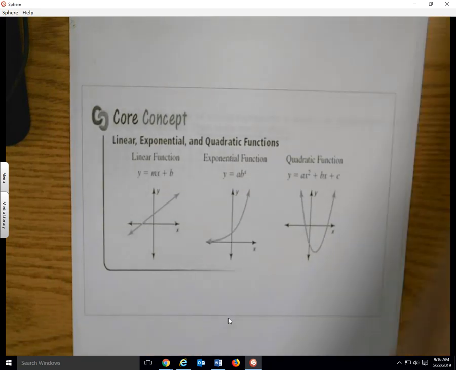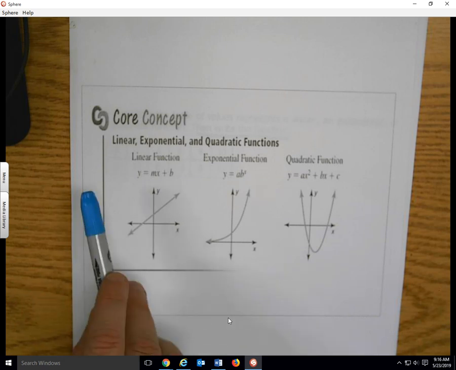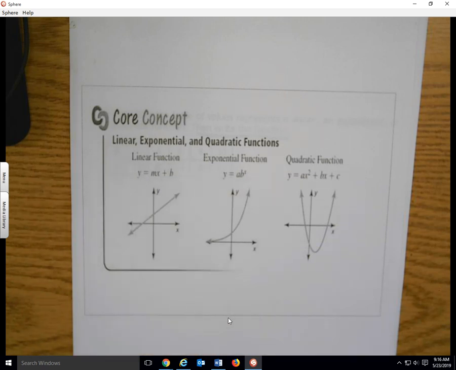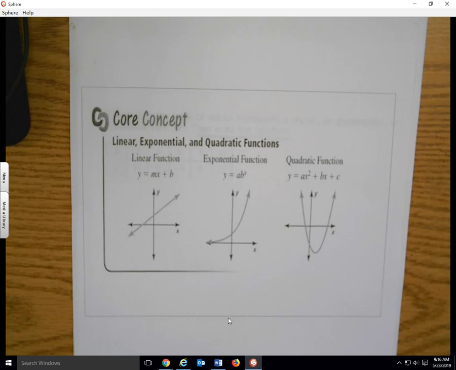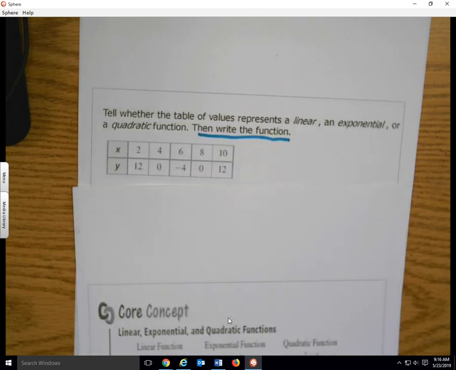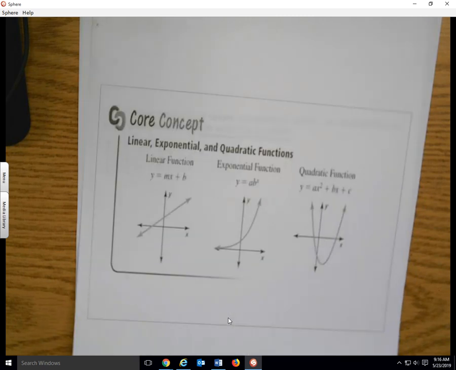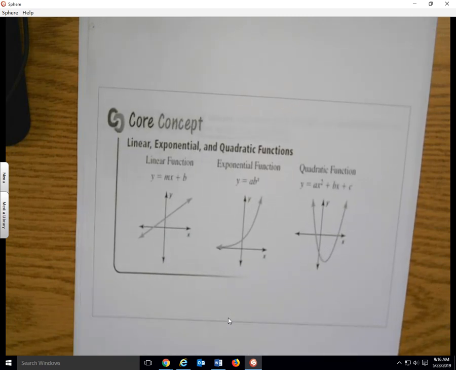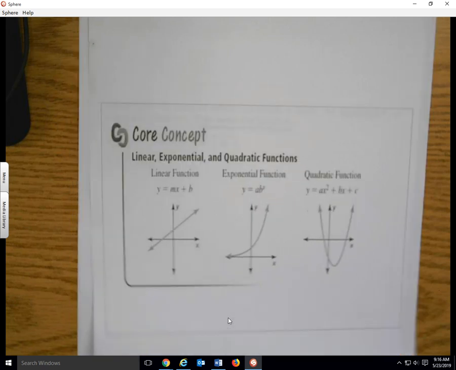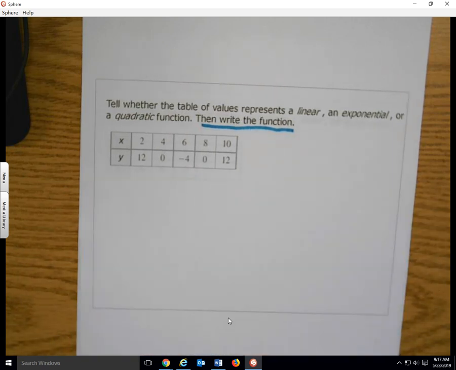Okay, we're going to continue our conversation about the different types of functions we've been talking about in Algebra 1: linear, exponential, and quadratic. What we're going to look at today is how to discover which one it is by looking at some data points, and then how to write the function from it. That'll be what we are learning new, different from last class. So the first step in order to do that is to determine what do we have here. First step is to determine, do we have a linear, exponential, or quadratic?